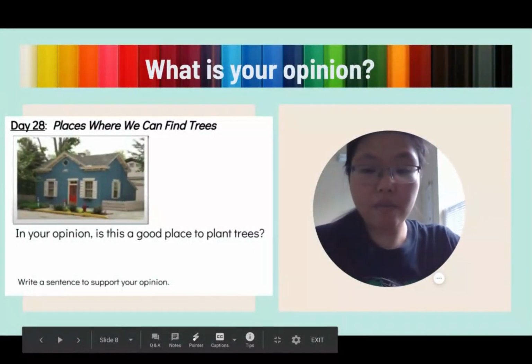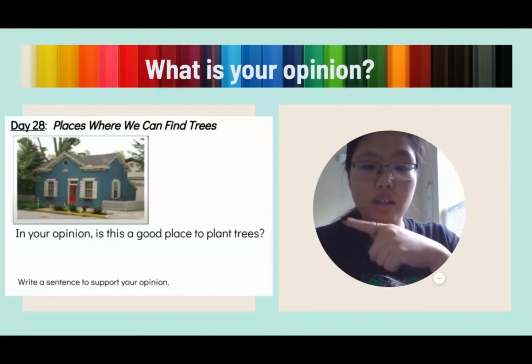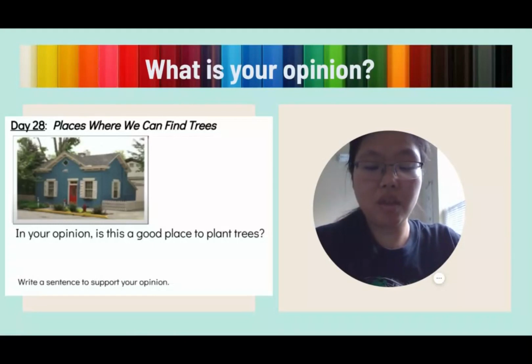Remember in the beginning of our lesson, we said that we will form our own opinion and explain why we think that way. Today, you're going to look at your learning packet for day 28. And answer the question, in your opinion, is this a good place to plant trees? Look at the picture on the side. Do you think this is a good place to plant trees? Write a sentence to support your opinion.